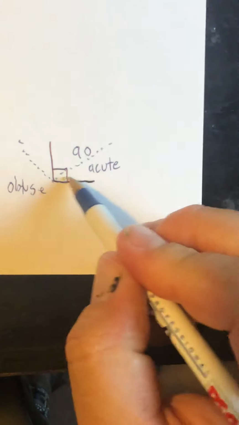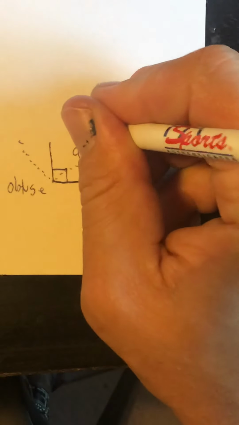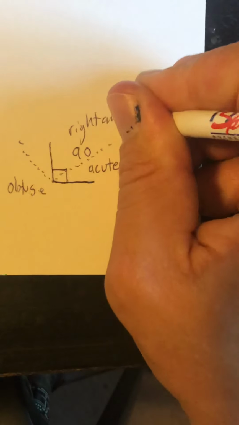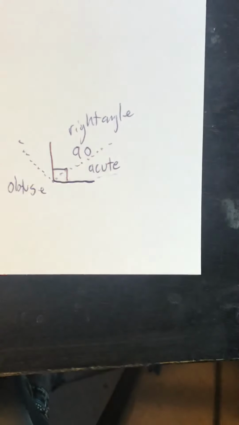Okay? So we have a 90-degree angle, which is like the corner of a desk. That's also called a right angle. If it goes larger than 90 degrees, it's obtuse. If it's smaller than 90 degrees, it's an acute angle.